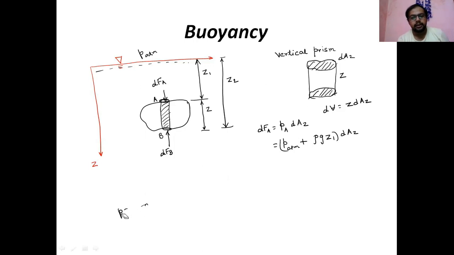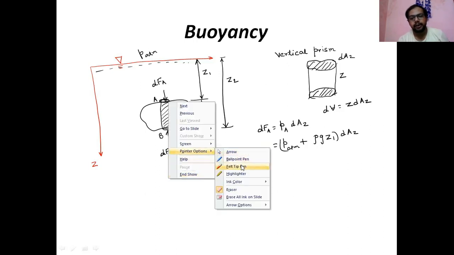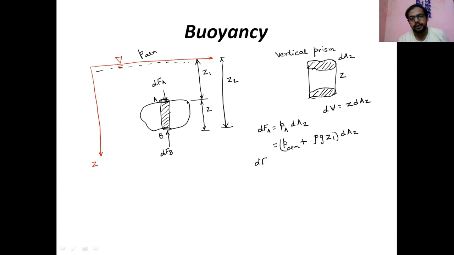Next we'll see the dFB. Similarly, the same way, dFB is equal to PB. It is the same at the top and the bottom, whatever vertical prism we are choosing, we are keeping the area the same. So P atmospheric plus rho G Z2 into dA. Which is bigger here? We clearly see that Z2 is much bigger than Z1, so dFB will be greater than dF1.